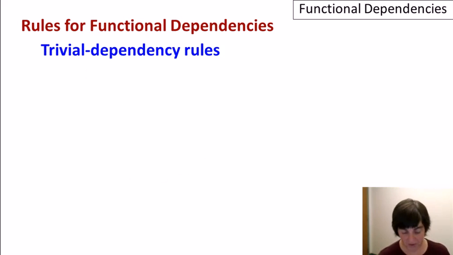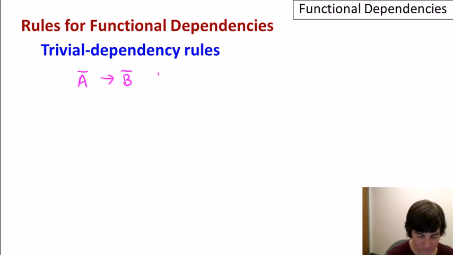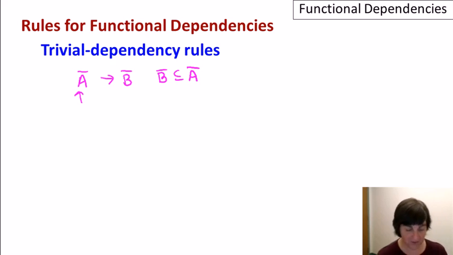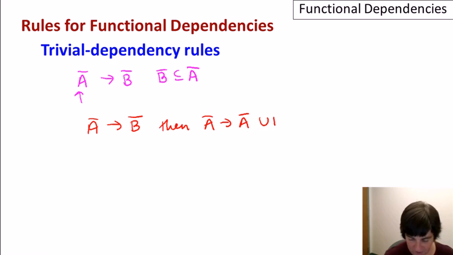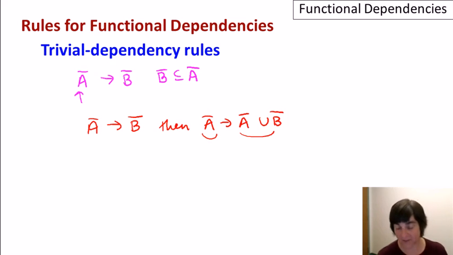Next, we have two trivial dependency rules. Let me remind you what a trivial dependency is. It's A determines B, where B is a subset of A. So in other words, every left-hand side determines itself or any subset of itself. And that's what drives the two trivial dependency rules. One of them says that if we have A determines B, then we also have A determines A union B. So in other words, we can add to the right-hand side of every dependency what's already on the left-hand side.